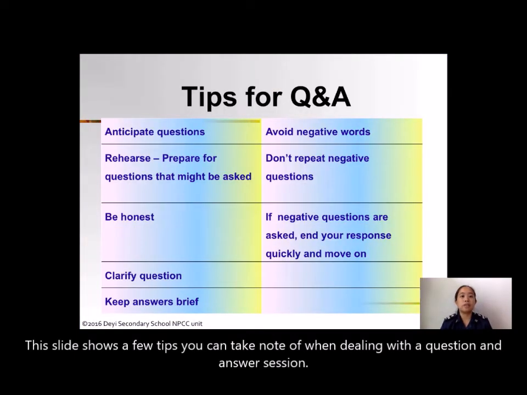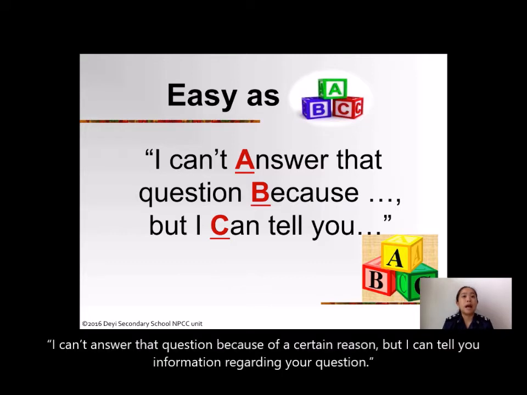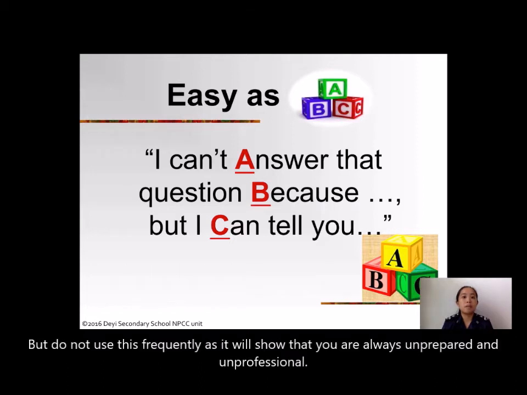This slide shows a few tips you can take note of when dealing with a question and answer session. However, in certain cases where you are unable to come up with an answer, you can use this phrase. I can't answer that question because of certain reason, but I can tell you the information regarding your question. After saying that, you will quickly need to do some research and get back to the person to clarify any doubts. But do not use this frequently, as it will show that you are always unprepared and unprofessional.